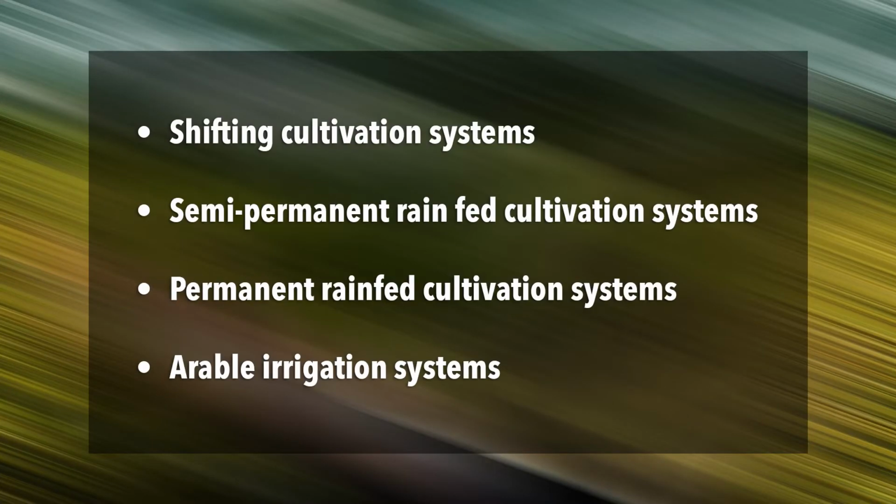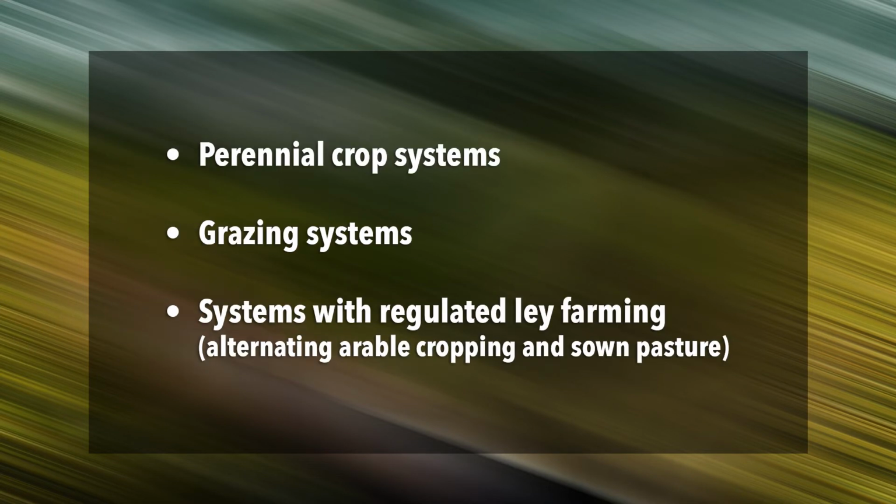Based on these criteria, in tropical environments, it is possible to recognize 7 main types of agricultural systems: shifting cultivation systems, semi-permanent rain-fed cultivation systems, permanent rain-fed cultivation systems, arable irrigation systems, perennial crop systems, grazing systems with regulated ley farming, that is, alternating arable cropping and sown pasture.